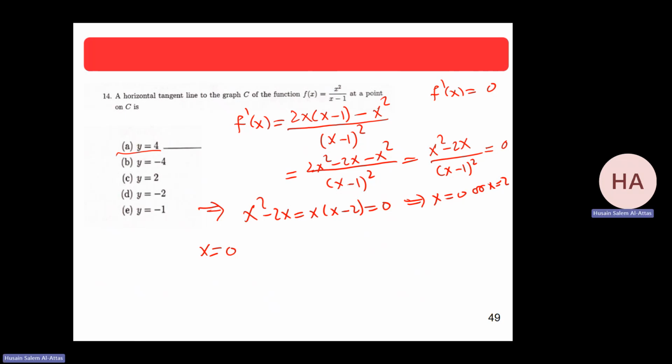If you have the point x0, y0, the tangent line will be y equals y0, okay? So x equals 0, I have what? Y equals 0. No answer, okay? I have x equals 2, y will be what? 4 over 1, which is 4. So this is my horizontal line. Horizontal tangent will be y equals 4. That will be that.